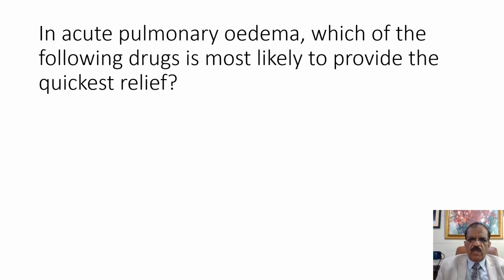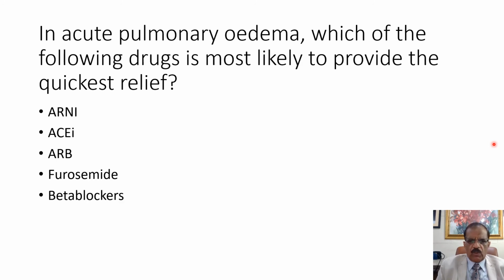In acute pulmonary edema, which of the following drugs is most likely to provide the quickest symptomatic relief? If it is cardiac pulmonary edema, right? Is it ARNI, a new class of drug, or angiotensin converting enzyme inhibitors, or ARB, or furosemide, or beta blockers? So these are five choices. In left ventricular failure, the severe form pulmonary edema, which of the following drugs is likely to provide the quickest relief?